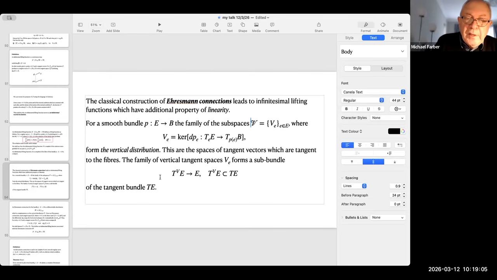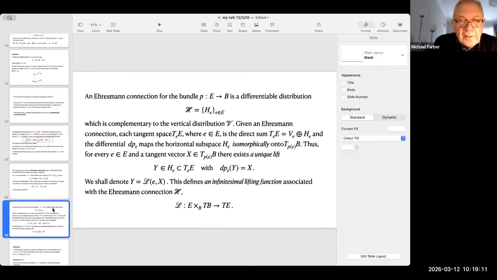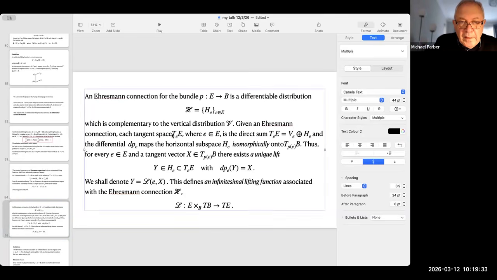Horizontal distribution is a complementary distribution. Sorry, it is on the next slide. An Ehresmann connection for the bundle is a differential distribution which is complementary to the vertical distribution. So this vertical distribution is canonical. It depends only on the projection. But this horizontal is not unique. I mean, there are many choices.